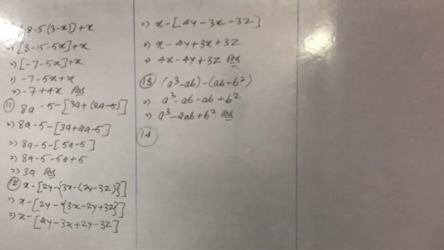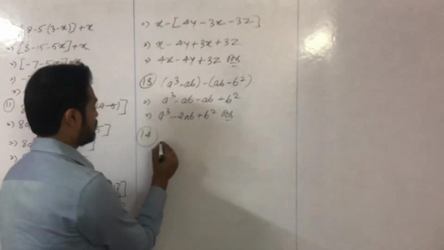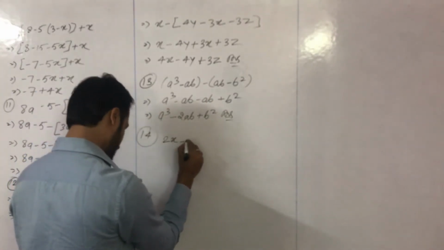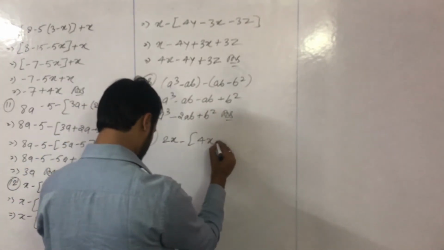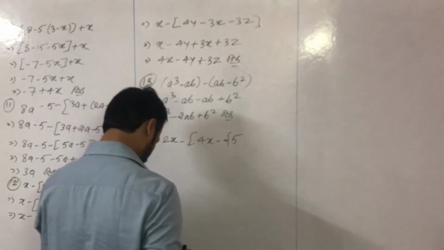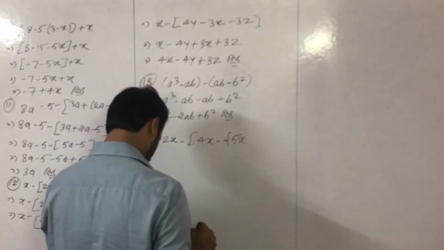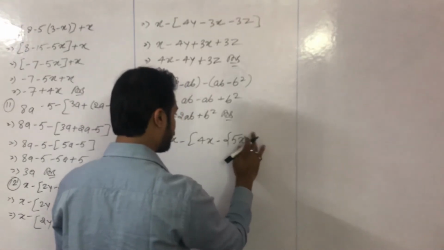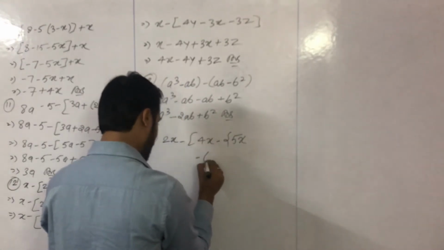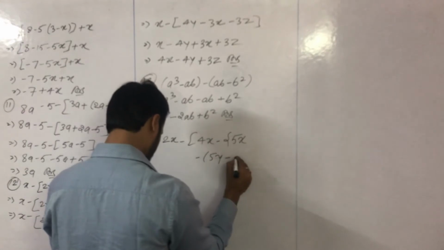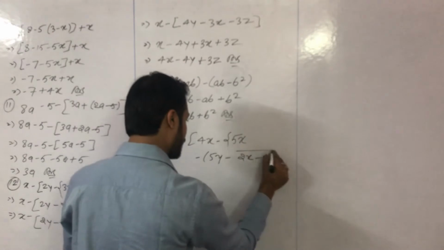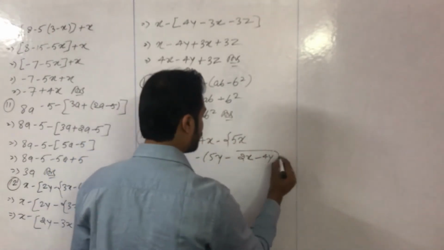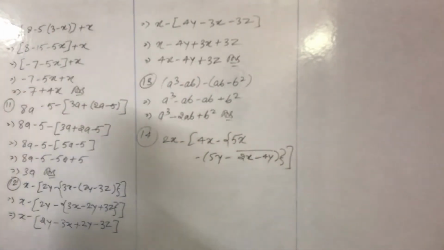Next, question number 14th. So for 14th question, the statement is very long. Yes, this one is comparatively lengthy, minus 5y minus 2x minus 4y with this bracket. Okay, so this is the problem statement.